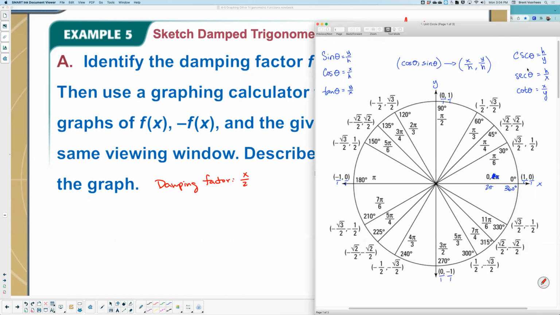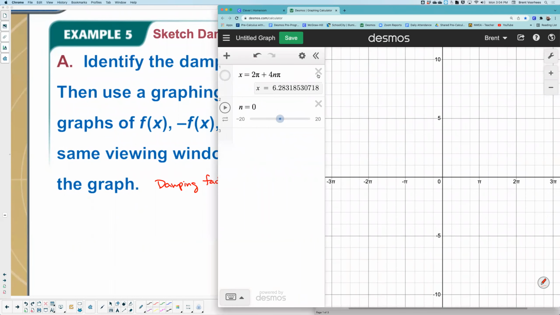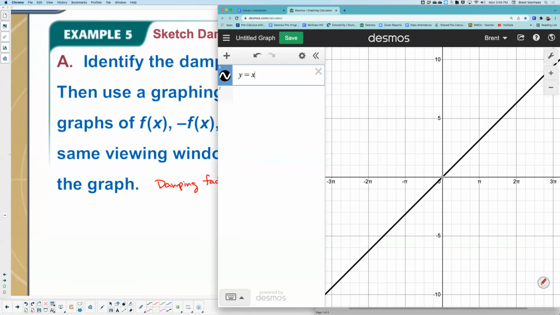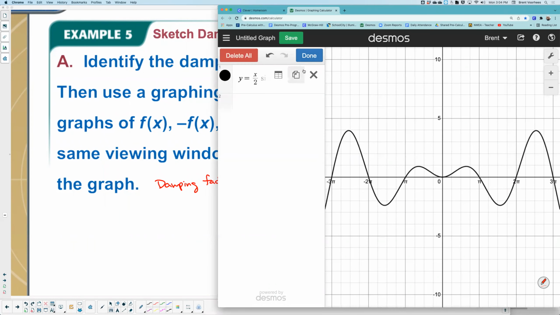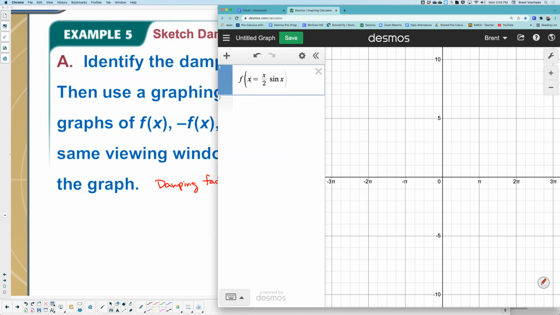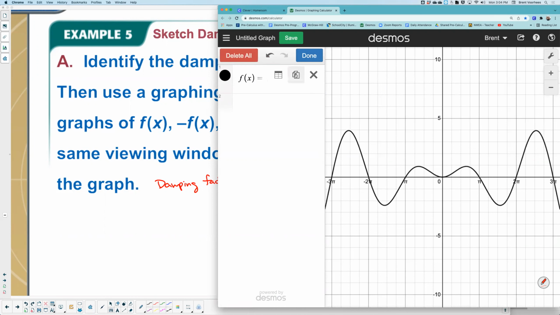So when I take out a graph here, let me just clear all this off. We're going to go ahead and graph this. Y equals x divided by 2 times sine x, I believe is what it was. Yep. And it says use a graphing calculator to graph f of x, negative f of x, and then the damping function in the same viewing window. Describe the behavior of the graph. So we want to graph this, let me rename it f of x like they did. What I'm also going to graph, it said, is negative f of x.